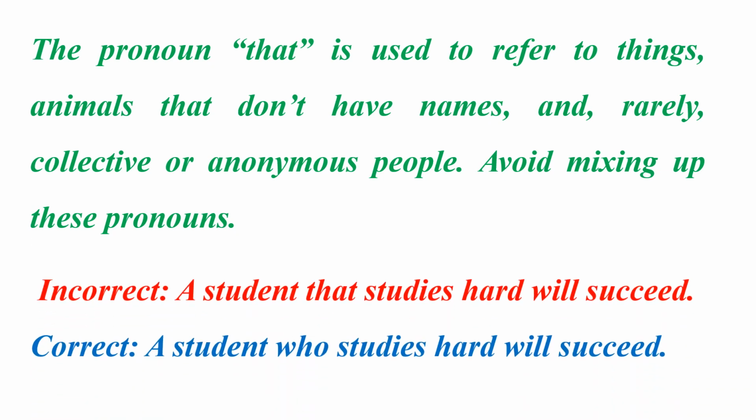For example, a student that studies hard will succeed. Here, a student is a person, and so instead of that, we will use who. A student who studies hard will succeed.